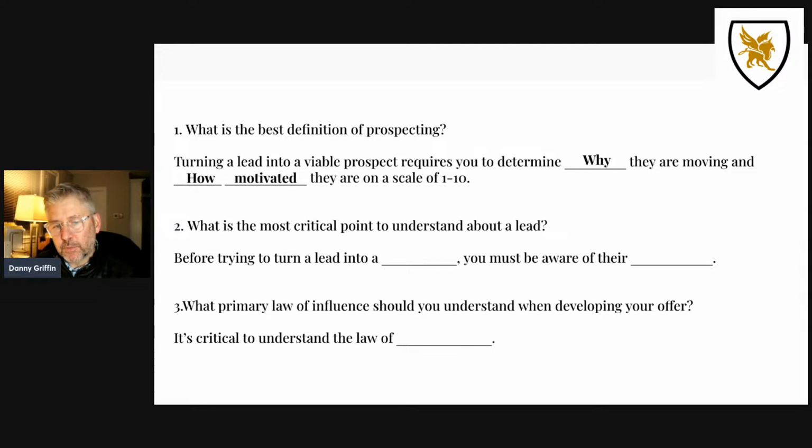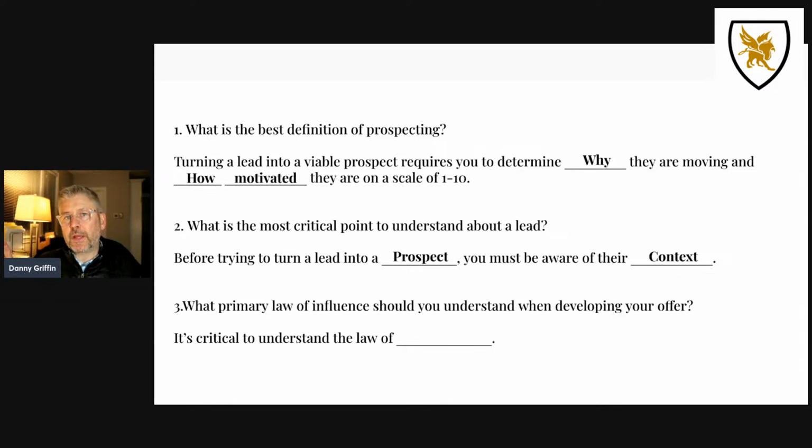So what's the most critical point to understand about a lead? Before they turn a lead into a prospect, you must be aware of their context. And that becomes a very big thing before we get into some of the language of the scripts. And by the way, I will show the scripts today, and I'll take the expired one in particular and break it down because I probably have it labeled the best there, right?